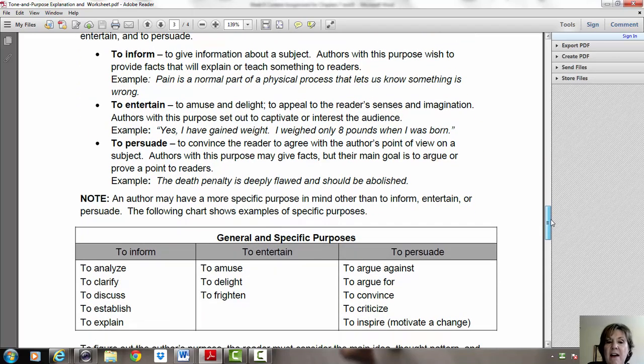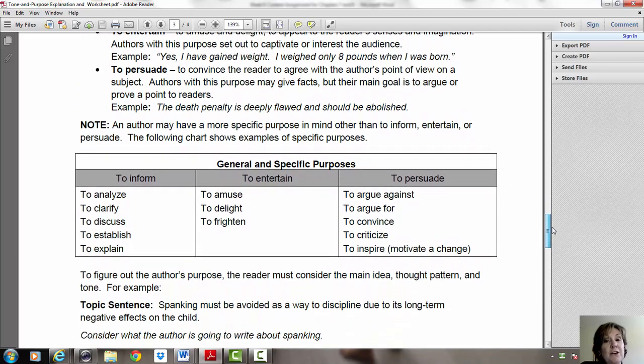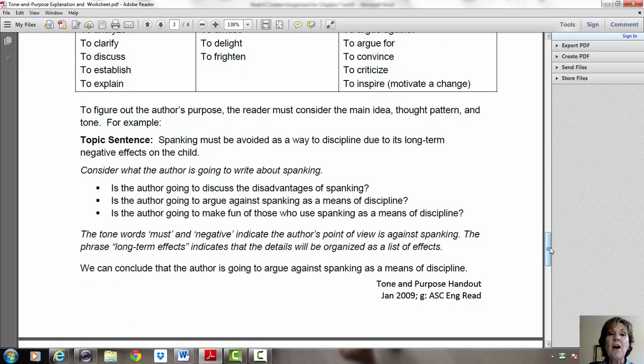An author may have a more specific purpose in mind other than to inform, entertain, or persuade. The following chart shows examples of the specific purposes. I'm not going to go into those right now, but I want you to look at them and study them. Just know that the three main purposes are to inform, entertain, and persuade. I want you to study the differences between those. To figure out the author's purpose, the reader must consider the main idea, the thought pattern, and the tone.